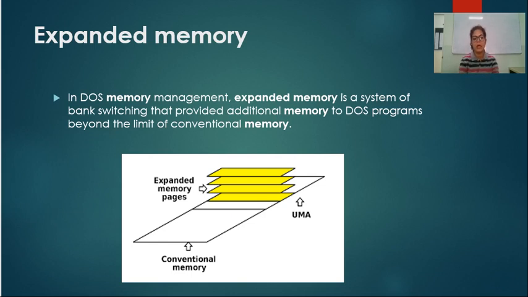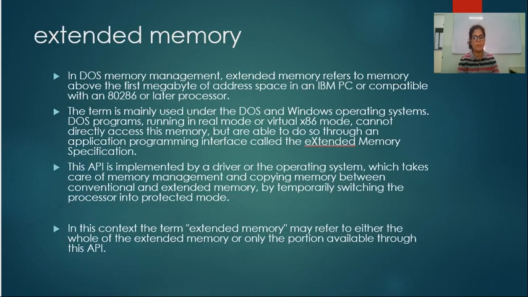So look at the diagram. This is an example of expanded memory. The memory which is represented in yellow color is the expanded memory pages, whereas the memory which was already available is the conventional memory. So we can easily expand the memory. Next category of memory is extended memory.